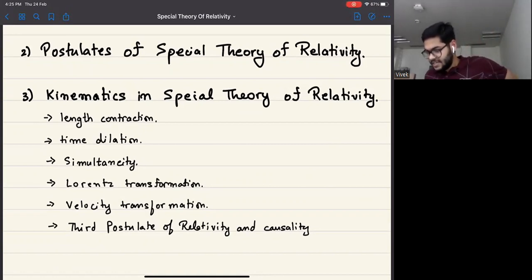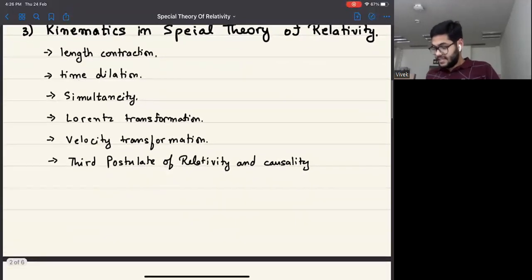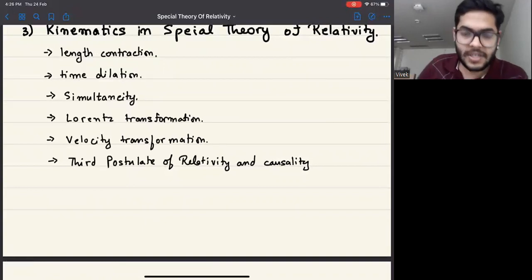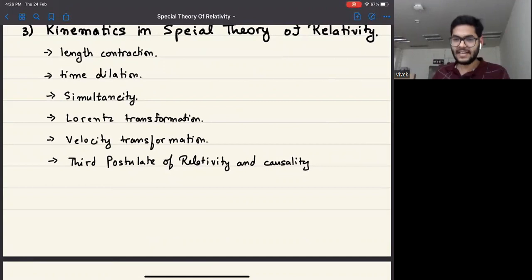So after this, we will talk about Lorentz transformation. Lorentz transformation captures all of these things about length contraction and time dilation into a set of some very simple equations. After this, we'll talk about how velocities transform in the special theory of relativity. And in the last part of the kinematics, we will talk about the third postulate of relativity and causality.